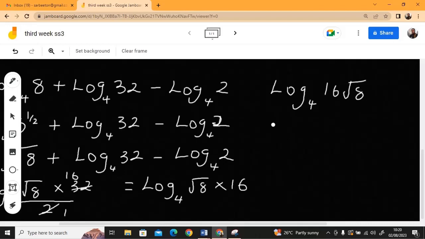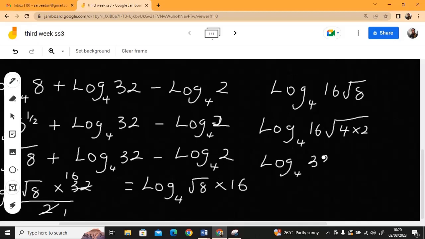Now root 8 is 2 root 2. Don't be scared, you're still going to get this. Let me make it easier for you. In 16 root 8, 8 is 4 times 2, and root 4 is 2, so this one will become an ordinary 2. Now multiply what is here. So you have log base 4 of 32 root 2. Did you understand that? Because this becomes 2, and 2 times 16 is 32. Then for this root 2, you can't get the final answer.